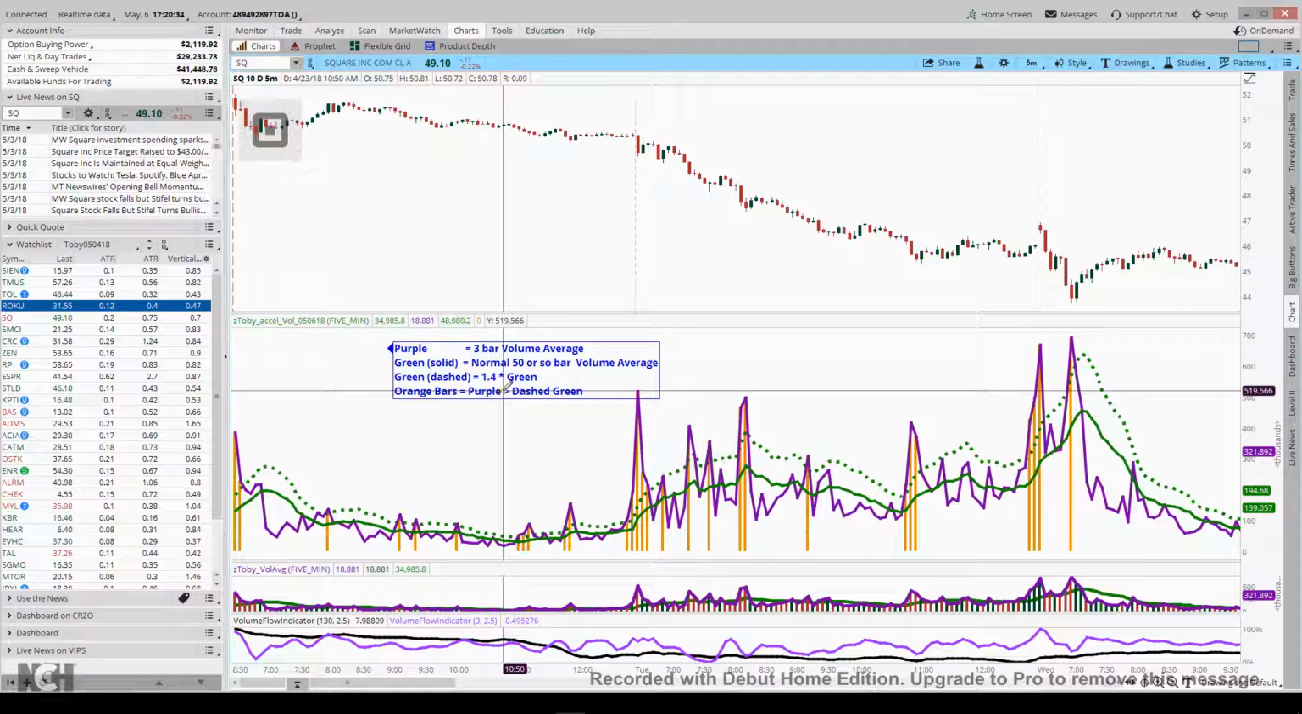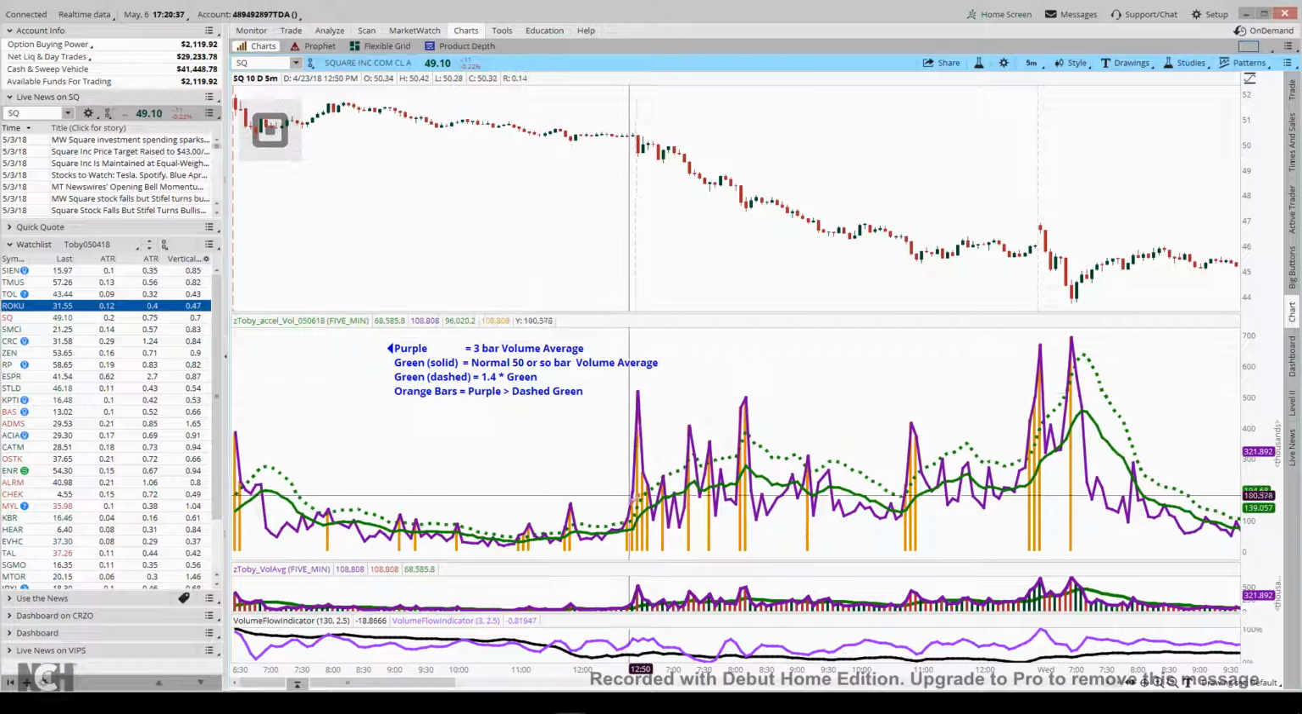And the orange bars, these are the orange bars. What that tells you is the bars in which the purple line is above the green dash line, you'll get these orange trigger bars. We might call them trigger bars. It's saying the trigger bars means something important is going on in the price of the stock, and so you can use these orange bars to trade during the day, and we can look at several examples of that.